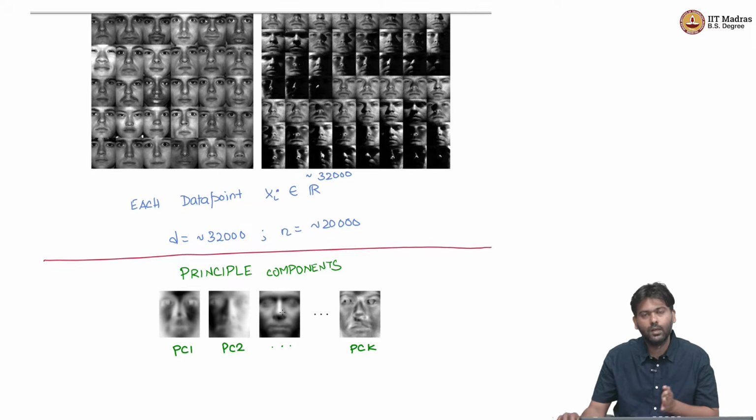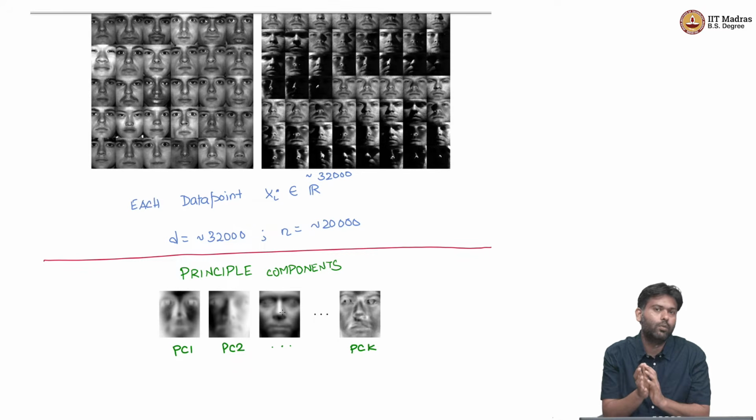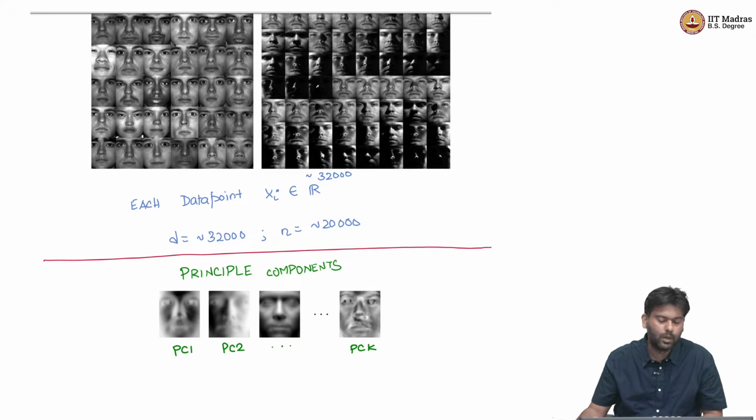But then as you look at other directions, they are trying to find out other characteristics of this data set, which are also important, which is where more and more details get added as you increase more and more principal components. Now the question is, what do we do with this data set, right?